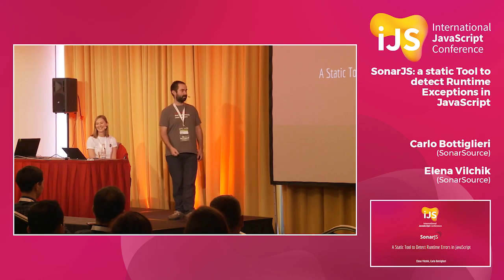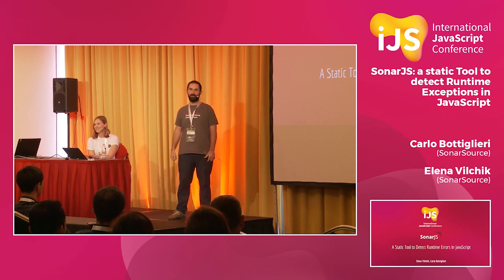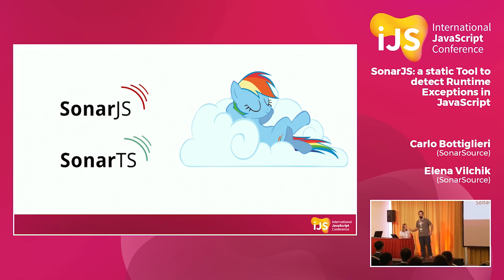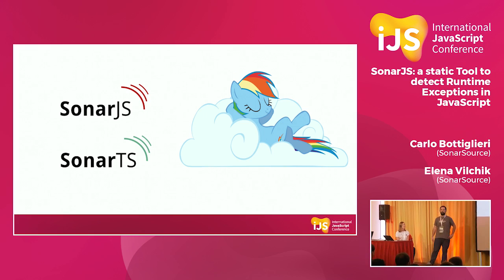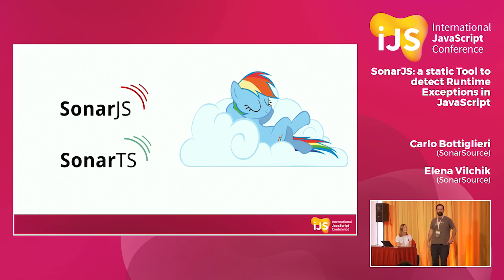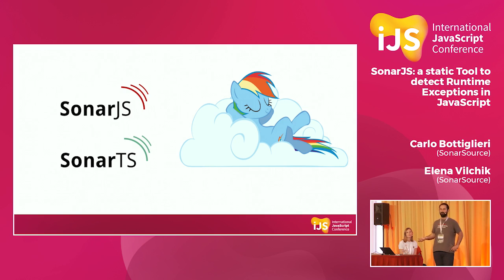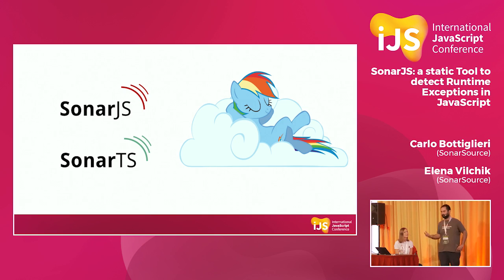I'm Carlo Bottiglieri and this is my colleague, Elena Vilchik. We both work in a company called SonarSource. The company is focused on writing code analyzers and code quality tools. We are specifically part of a team called the Rainbow team. We are using Rainbow Dash without permission, but it's our internal team, so it's not part of our marketing stuff. Our team, especially the two of us, is focused on developing the JavaScript analyzer and the TypeScript analyzer. The TypeScript analyzer is younger for obvious reasons.